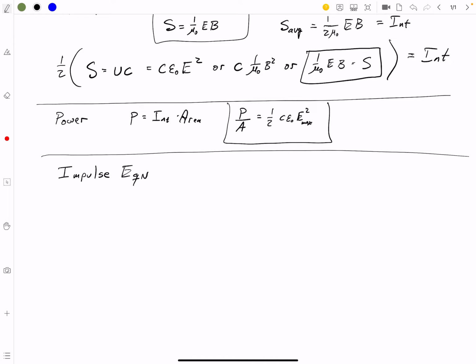So what do we have? We've got some particle here, and we've got a gamma, a photon, coming in. The photon hits the particle. It's completely absorbing, right? So that means it's an inelastic collision.